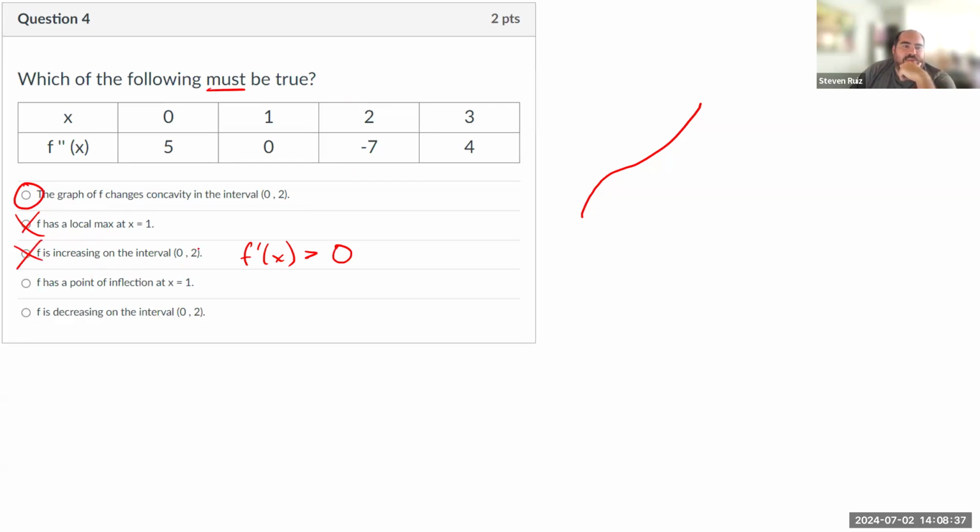F has a point of inflection at x equals 1. At first glance, it seems like that has to be true, but what we don't know for sure is maybe we have a sign chart for the second derivative that looks like this. X equals 1, x equals 0, x equals 2, and this is f double prime of x. We know we have a 0 here. We know we have a positive at 0 and a negative here.